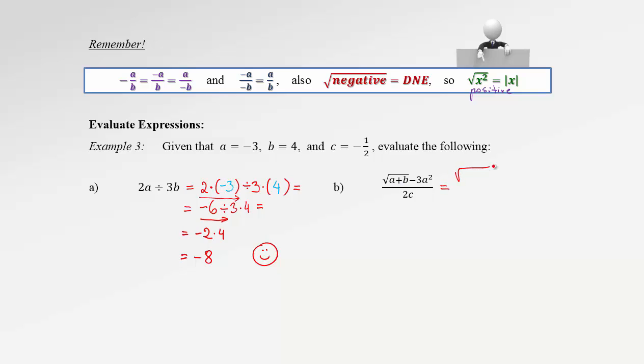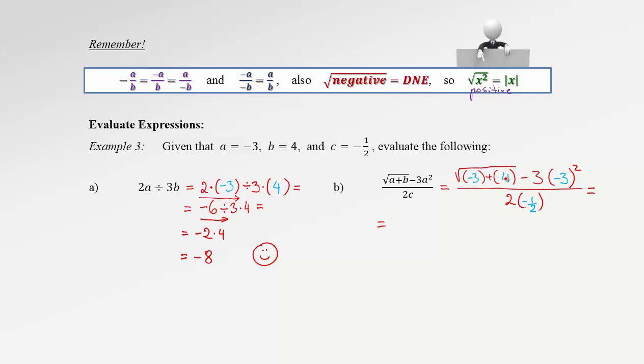Again, I will rewrite the whole expression using brackets for every a or b or c. So we have root of a plus b minus 3 times a squared, everything over 2 times c. Let's plug in the values. A is -3, b is 4, a is -3 again, and c is -1/2. Now we're ready to simplify.